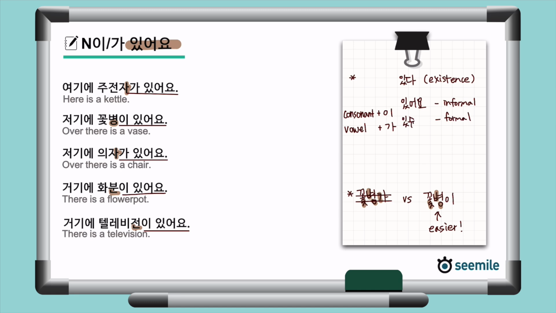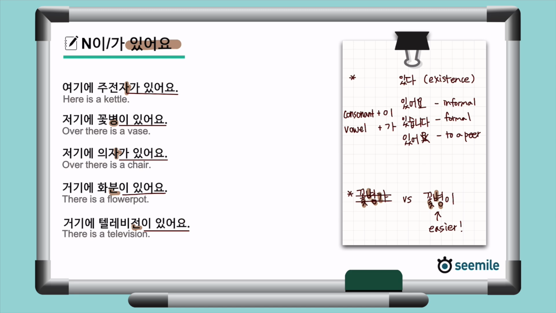Say, 이가 있습니다, such as 여기에 주전자가 있습니다, or 저기에 꽃병이 있습니다. How about when speaking to your close friend? Just omit 요 from 이가 있어요, like 여기에 의자가 있어, 거기에 텔레비전이 있어.